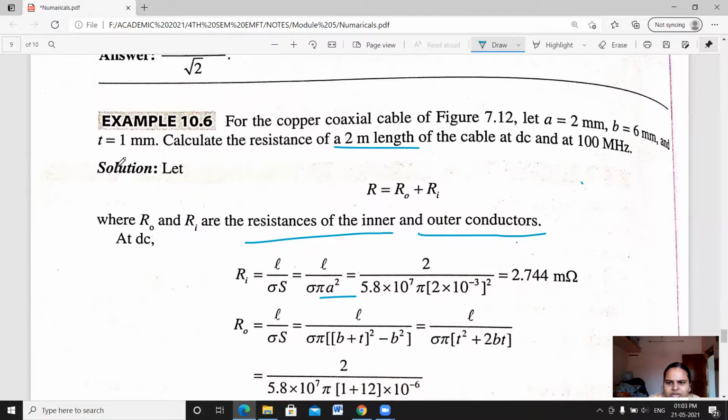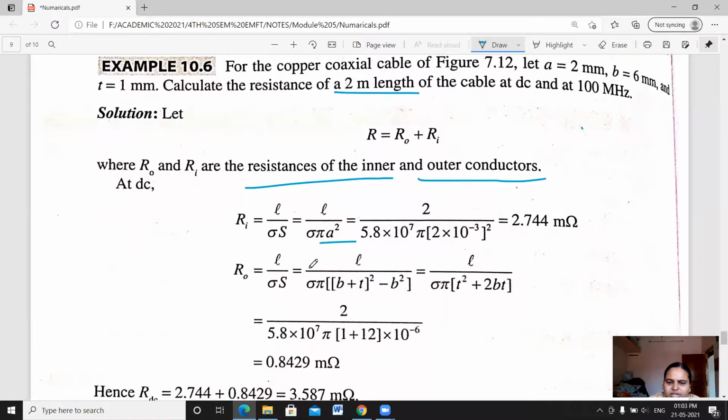The sigma value is going to be 5.8 times 10 raised to 7, times pi, times A, which is given as 2 times 10 raised to minus 3, squared. Then the result is going to be 2.744 milli ohms. Then R_o is going to be L divided by sigma S. In this case, it changes to L divided by sigma pi ((B + T) squared minus B squared), that is nothing but L divided by sigma pi (T squared plus 2BT).